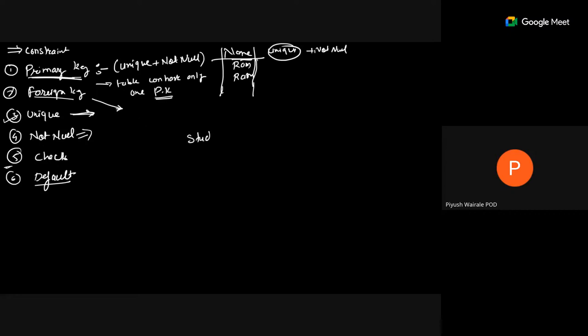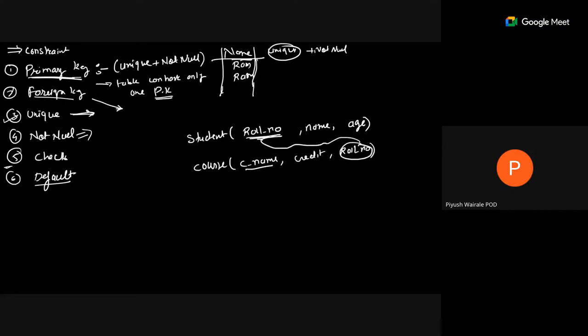Suppose I have this student table, say roll number. I'm underlining roll number because it is a primary key, for example. Then we have name, and then we have age. For the course table, we have course name, then we have credit. Suppose course name is the primary key, and here roll number. So I can say this roll number is a foreign key referencing the primary key of the student table. I can define it that way by creating a table. Here you can see this is my primary key, so by default it will have unique plus not null constraint.